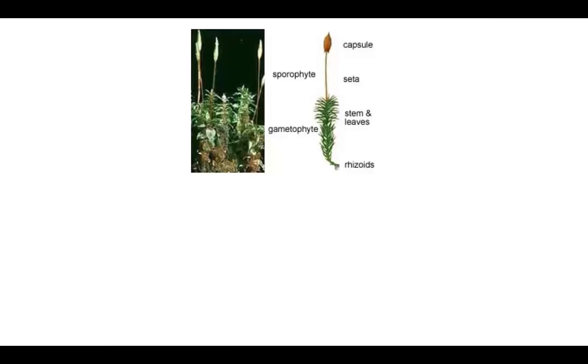So here's a picture and a diagram of the gametophyte-sporophyte relationship in moss. The gametophyte is the dominant stage. This is the quote unquote carpet that you see when you see moss, and the sporophyte is this stalk with a capsule at the top. The capsule is where the spores are going to be formed and released from.